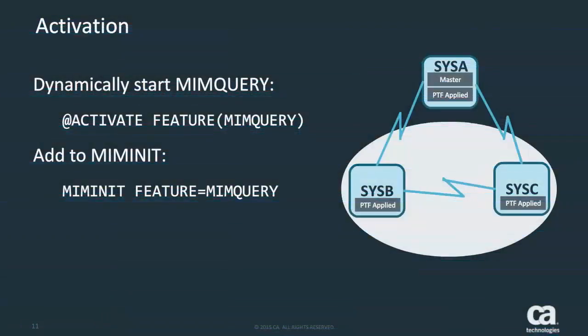After the prerequisites have been verified, the MIMQuery feature can be activated. The MIMQuery service requires global participation, and the service utilizes the activate feature command to validate that all systems can use the service. If any system is unable to start the MIMQuery service, then the command will fail. Once the MIMQuery service is active, you should update your MIMINIT member to specify to automatically start MIMQuery when MIM is started.